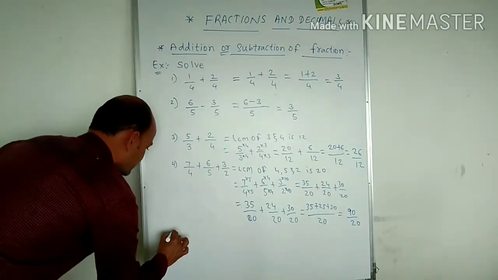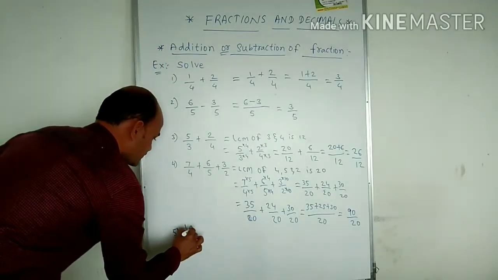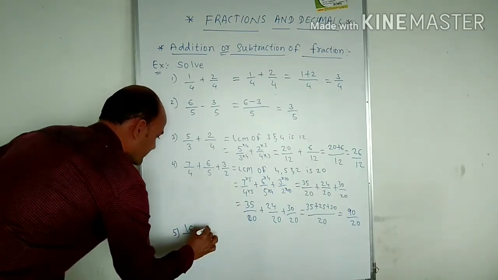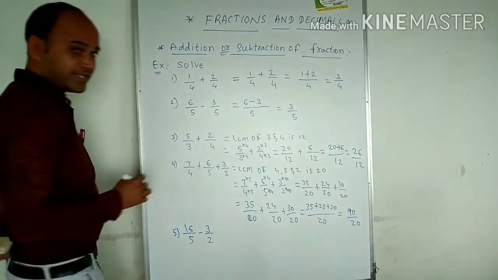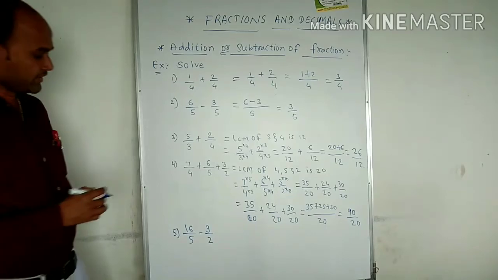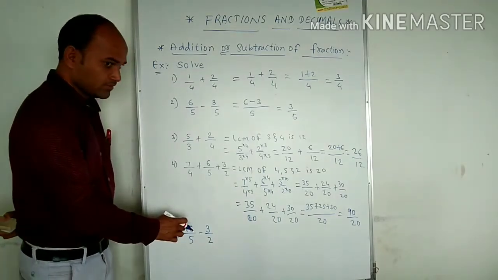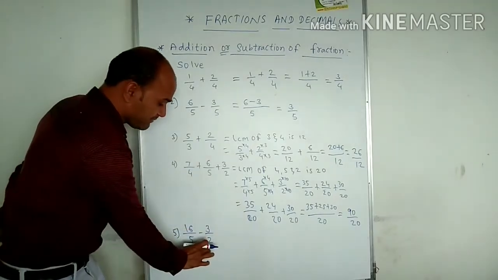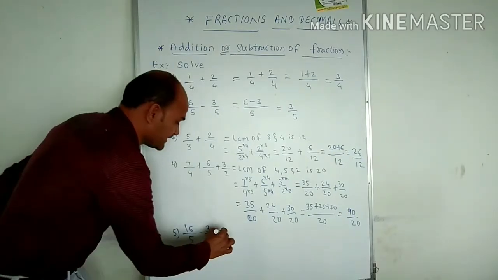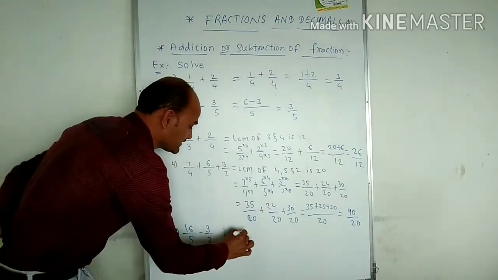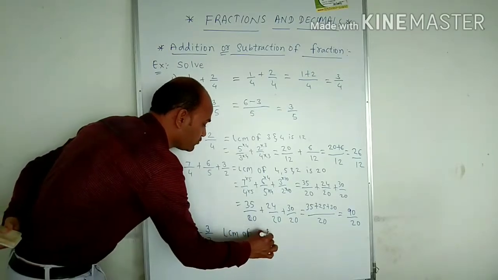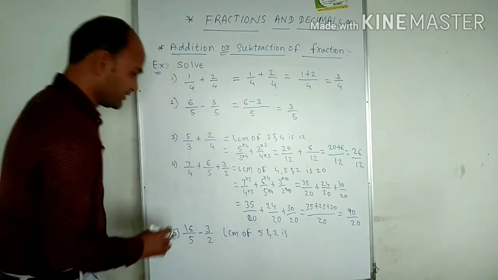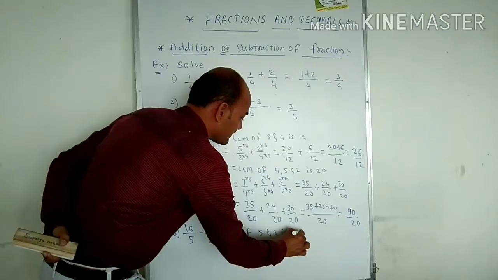The last question we are going to solve is 16 upon 5 minus 3 upon 2. Find the LCM of 5 and 2. The LCM of 5 and 2 is 10.